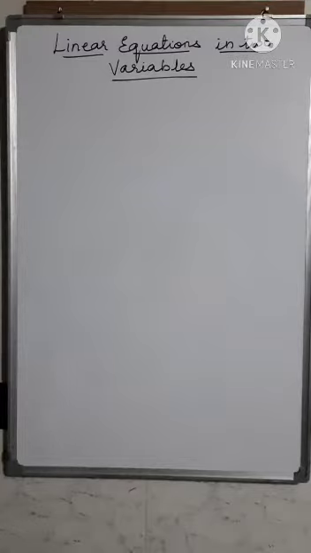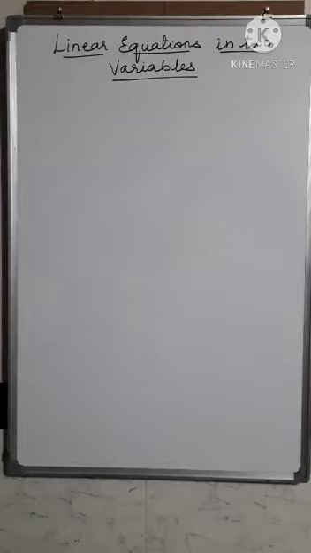Now what do you mean by a linear equation? A linear equation in two variables means the equation will have two variables and the highest degree of the variable will be 1. So such type of an equation you call it as a linear equation. You have already learnt in the previous chapter what linear equations are.